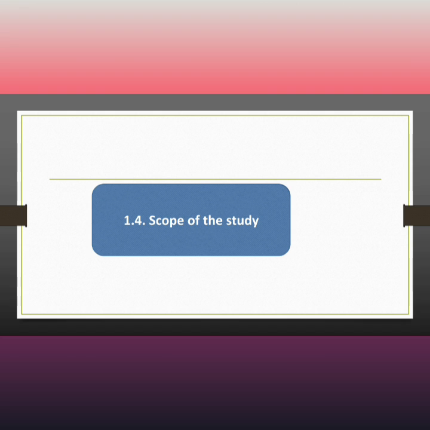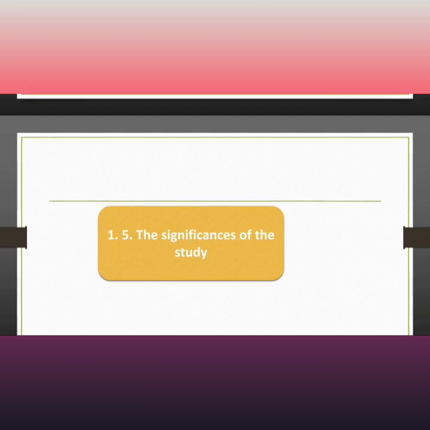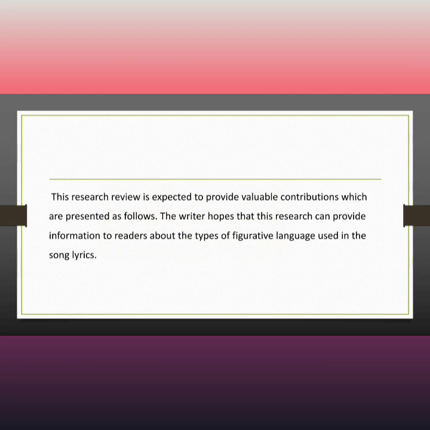1.4 Scope of the study. The research was limited to the figurative language used and found in the selected song lyric of Parasian Malau. According to Knickerbocker and Reninger's theory, there are many types of figurative language such as personification, metaphor, association, hyperbole, euphemism, symbolic, metonymy, synecdoche, allegory, and simile that are found in Parasian Malau song lyric. 1.5 The significance of the study. This research is expected to provide valuable contributions which are presented as follows. The writer hopes that this research can provide information to readers about the types of figurative language used in the song lyric.